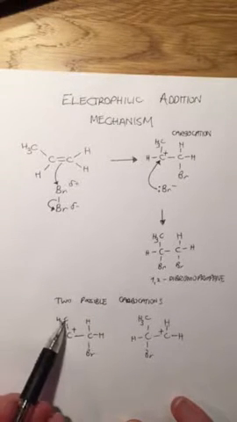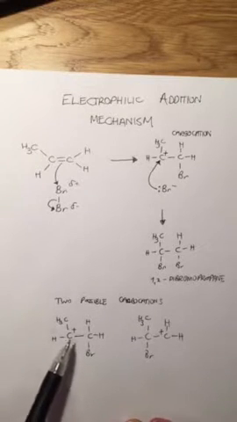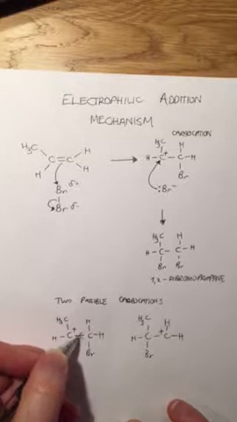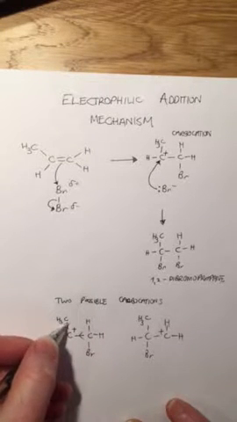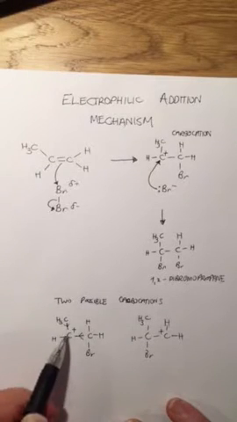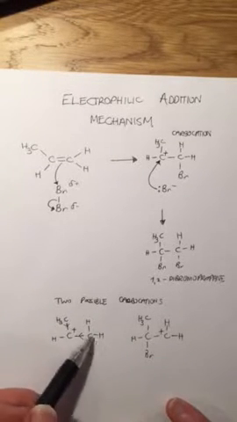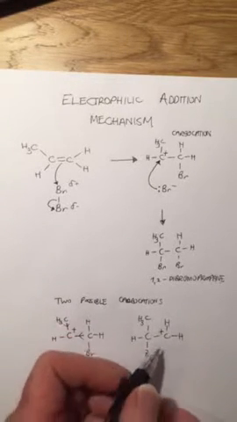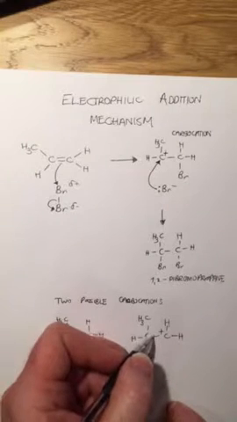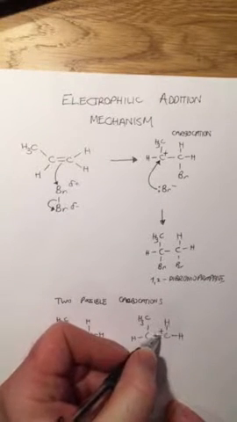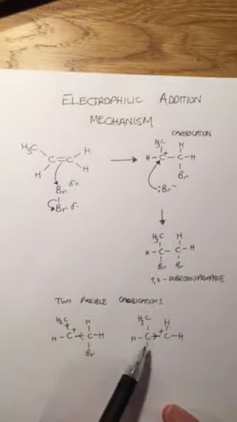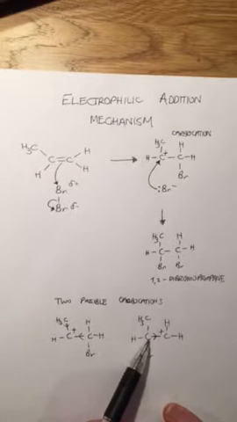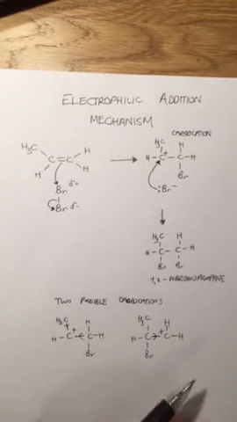got 2 carbon atoms attached to it, and both of these carbon atoms will inductively stabilize this carbocation by donating electrons. This carbocation here has only got 1 carbon atom attached to it, and so it's only got 1 source of electrons from a carbon atom which can stabilize it.